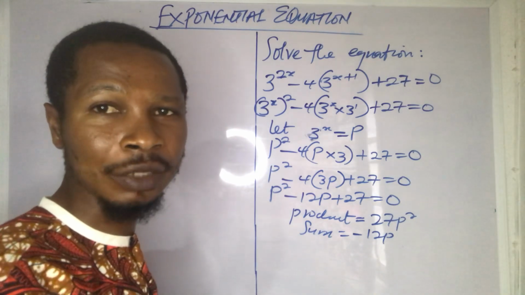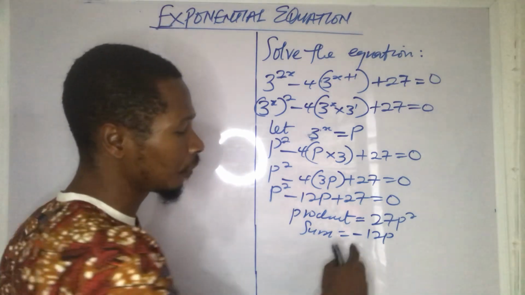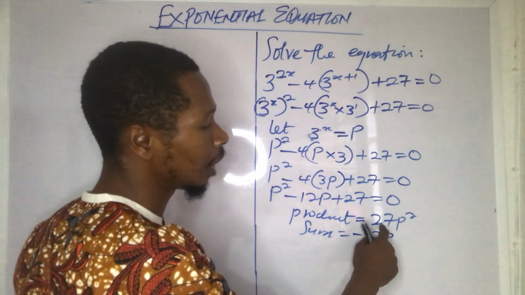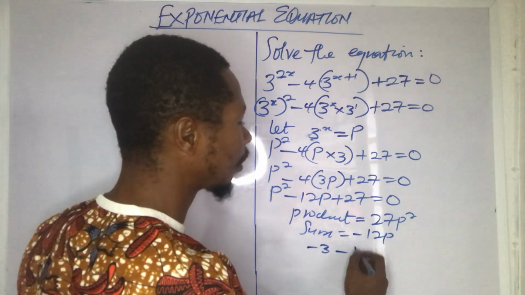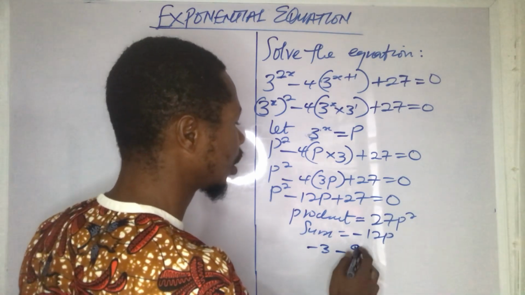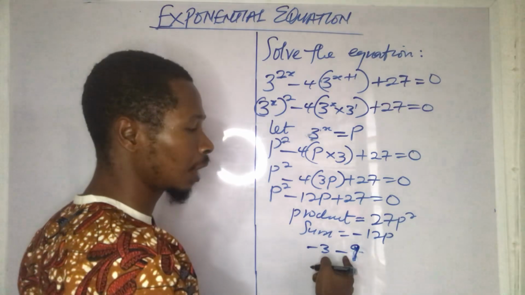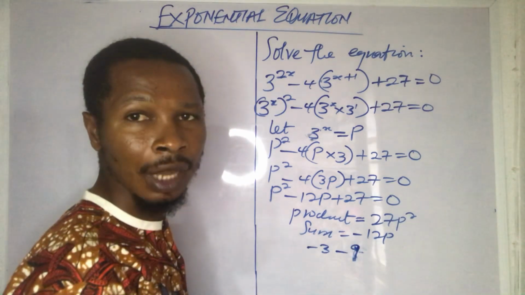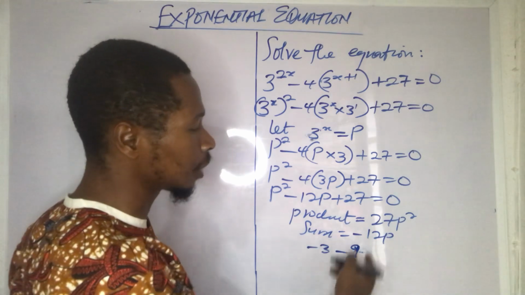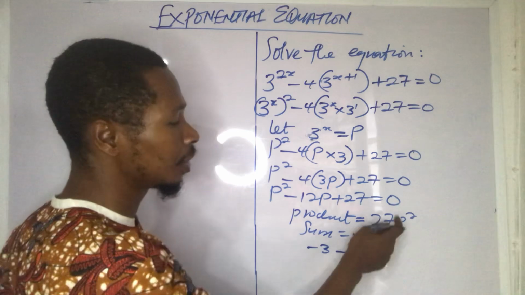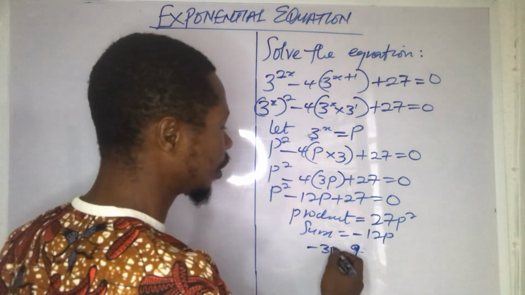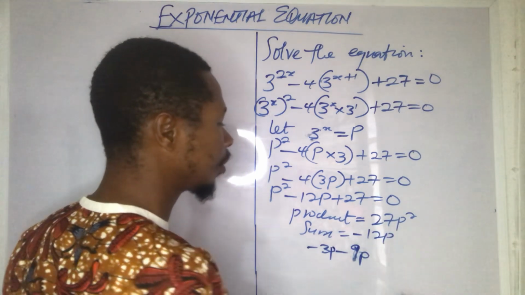If you look at the factors correctly, the factors that can give us minus 12 and the product 27 are minus 3 and minus 9. Because minus 3 minus 9 is minus 12, and minus 3 times minus 9 is 27, because minus times minus is plus. 3 times 9 is 27. That means you have 3p and 9p.